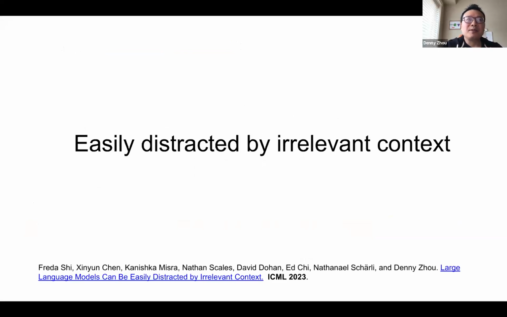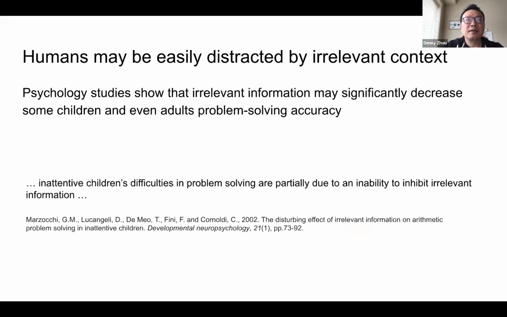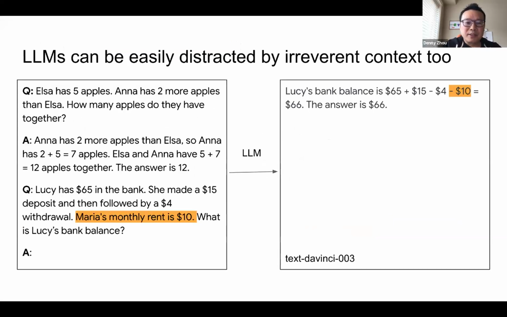All those approaches seem really powerful, but interestingly, we found out they are easily distracted by irrelevant context. From psychology studies, humans may be easily distracted by irrelevant context, and that means the performance may significantly decrease. And interestingly, we observe something similar in large language models.